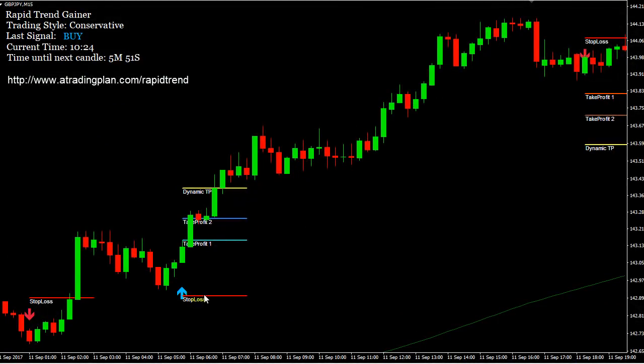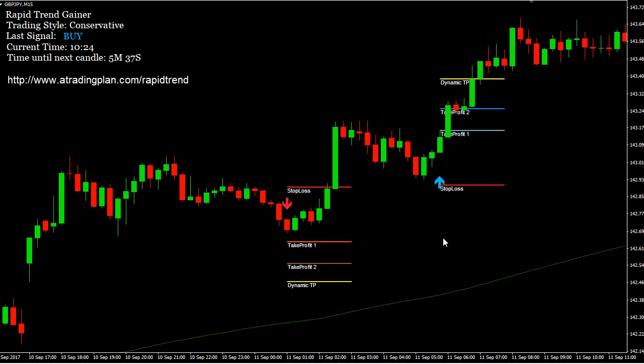So let's take a look here. We got the stop loss here. We've got the blue arrow here, so we'd enter on this candle here. Take profit 1, 2, and here's your dynamic profit target. Just for this, I stuck on a 200 period moving average. All right, that's it. You can use whatever you want.